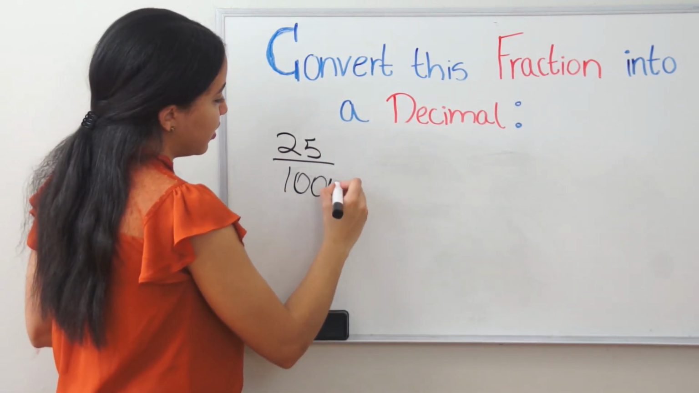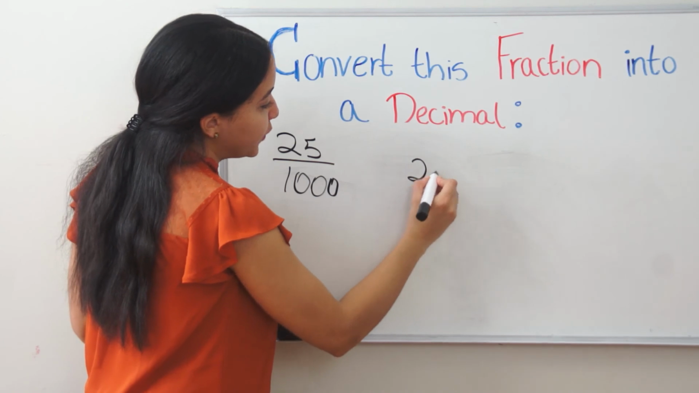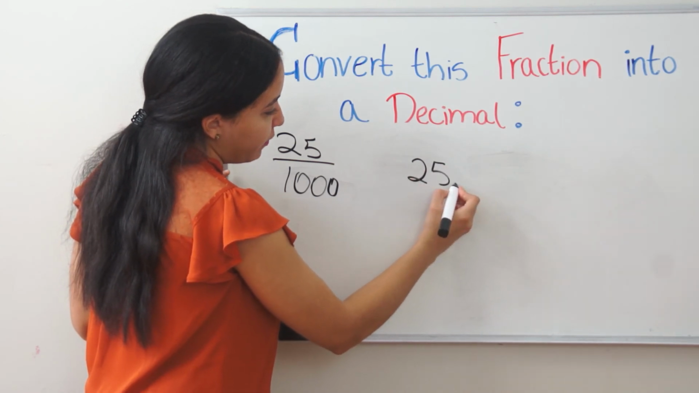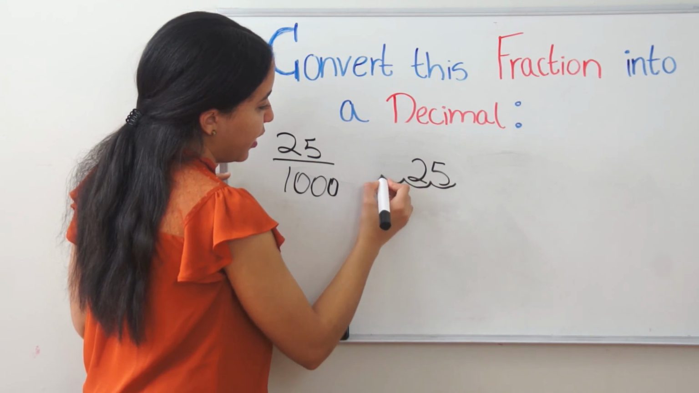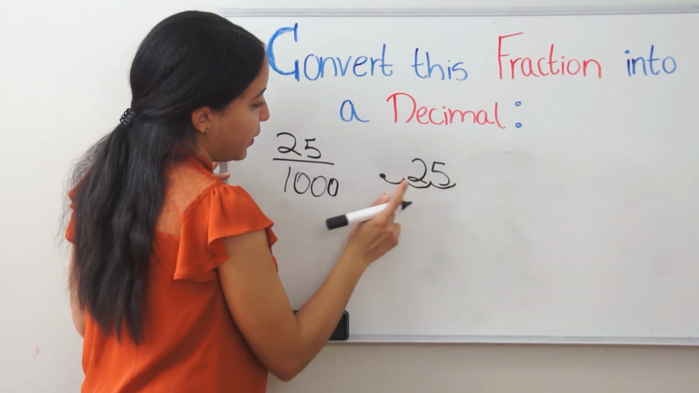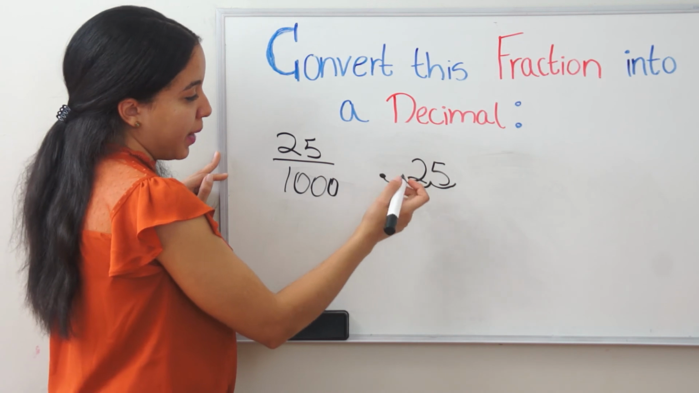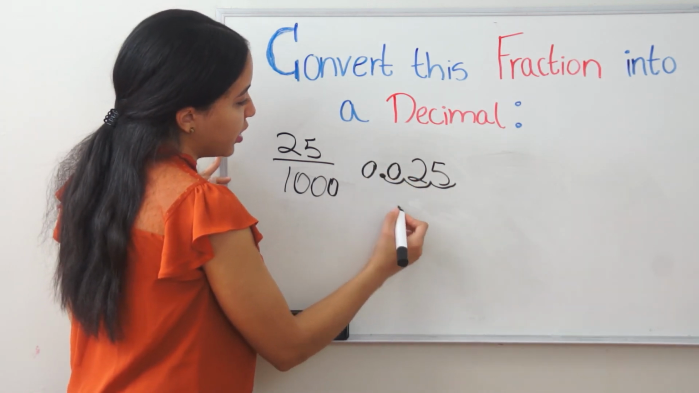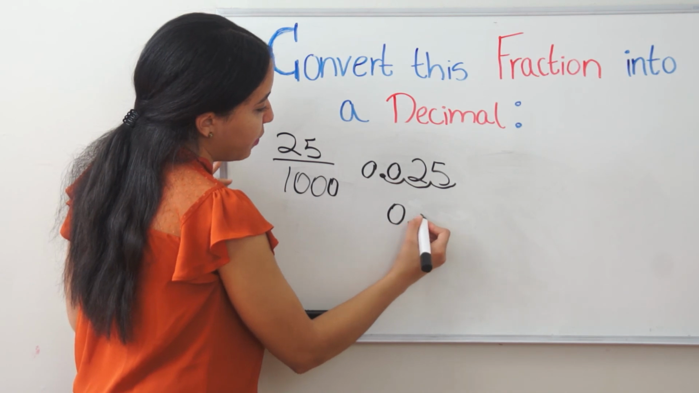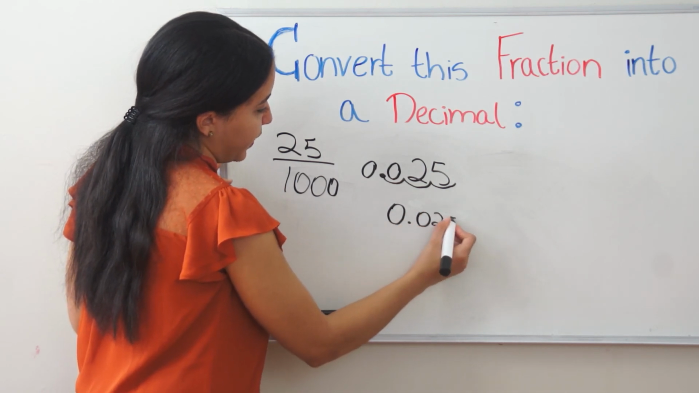In the case of having 1,000, you will get the same 25 and move the point 3 times: 1, 2, 3. And put the point over here. Because you have the space over here, which is empty, you add a 0 over here and a 0 over here. So your answer will be 0.025.